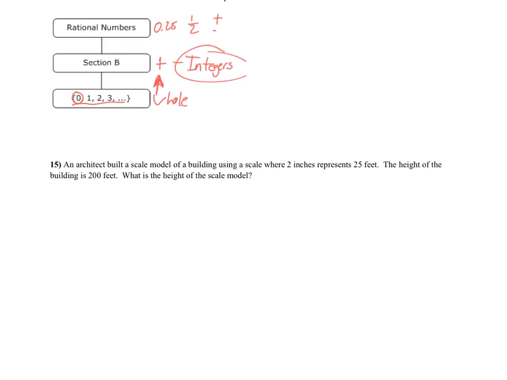Final one. Number 15. An architect built a scale model of a building using a scale where 2 inches represents 25 feet. The height of the building is 200 feet. What is the height of the scale model? Okay, this is a flat out WKU. Guys, I hope you are getting pretty good at these because I'll be honest, I'm getting pretty sick of these.